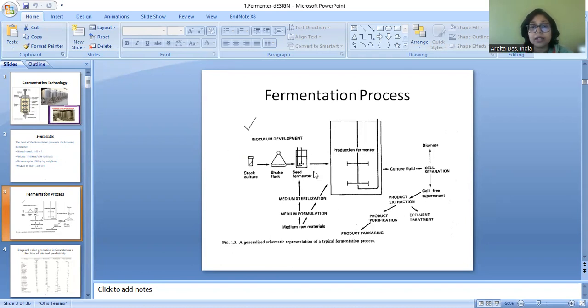So this part comes under upstream processing, then bioreaction, and then from culture fluid to product packing, this comes under downstream processing. Okay. Downstream processing is composed of not only one method, it is a series of different unit operations which are performed serially to get the final good end product.